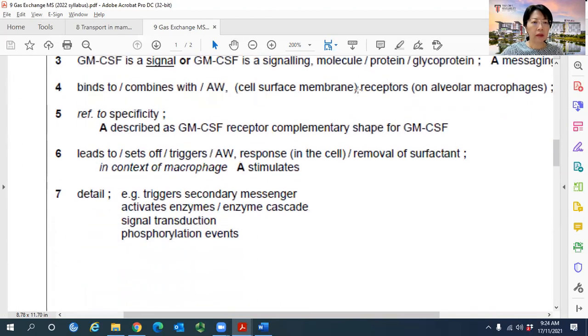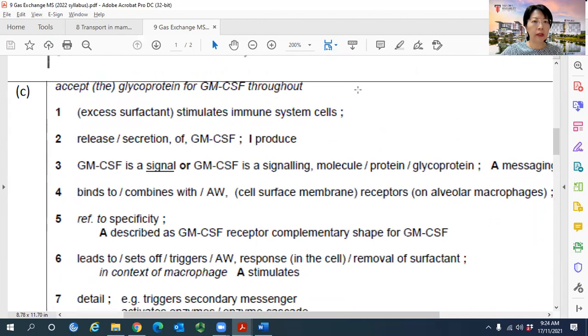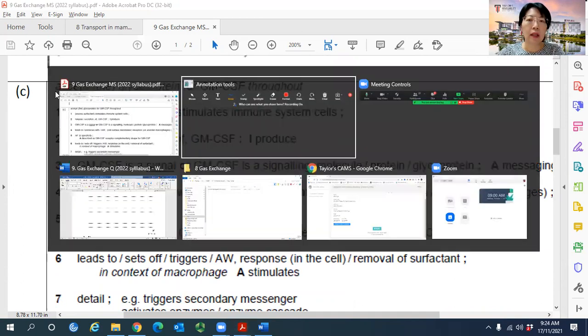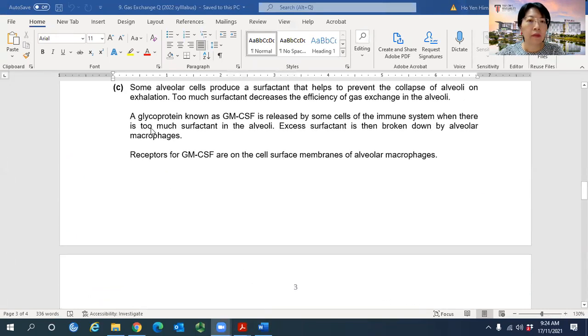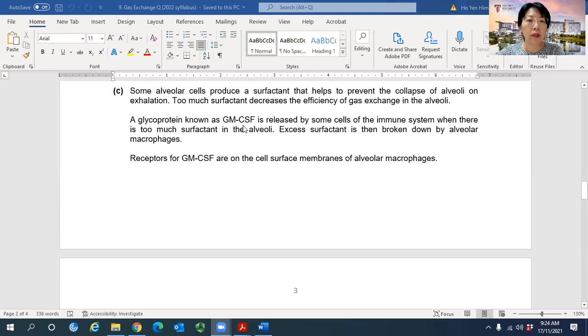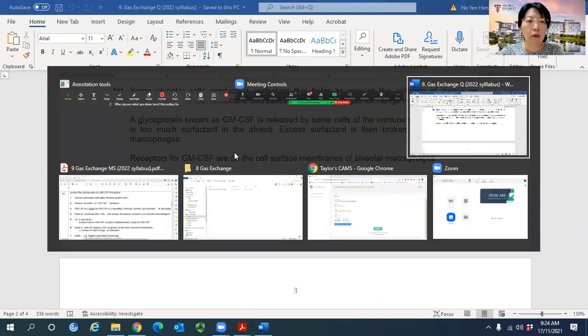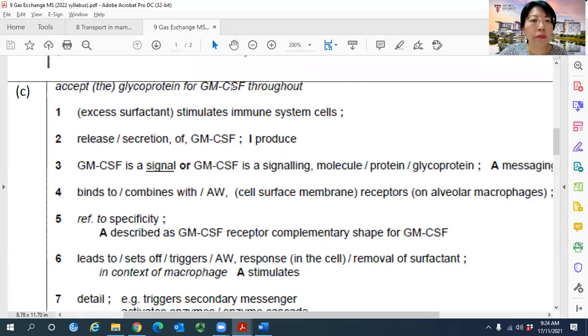Okay, so altogether there are 7 correct points. Accept the glycoprotein for GM-CSF throughout. That means if you don't say GM-CSF in your answers and you write glycoprotein, the examiner said they will accept it, because the passage actually talks about glycoprotein, right? A glycoprotein known as GM-CSF. So therefore, it's acceptable. So first, there must be a stimulus, right?